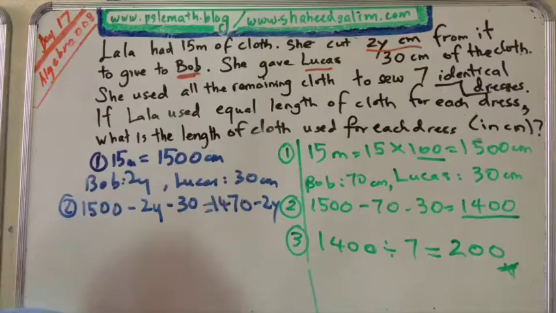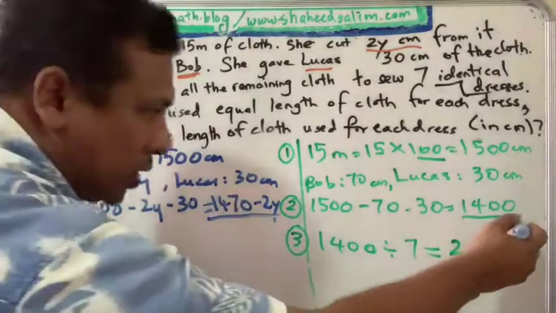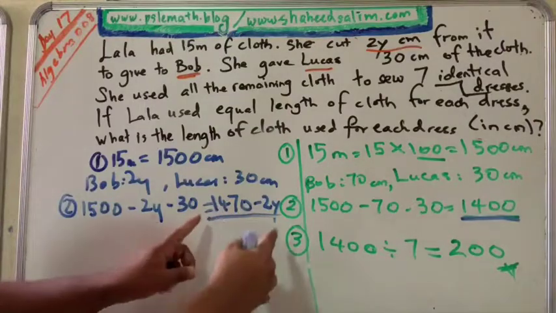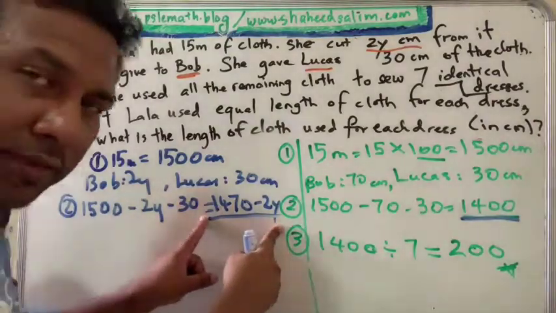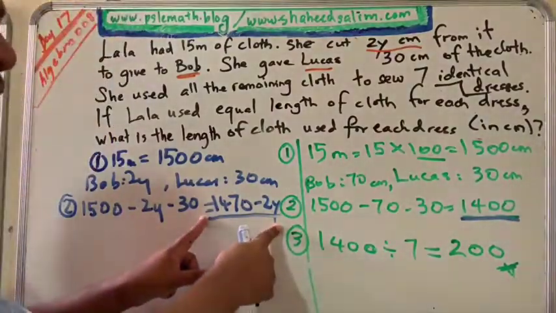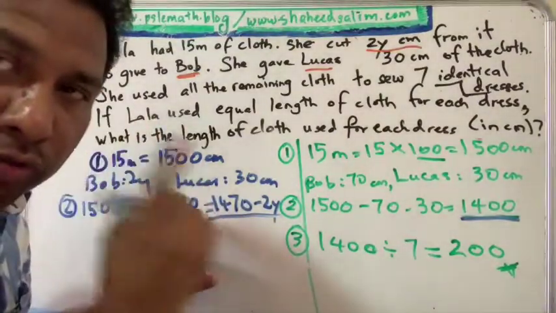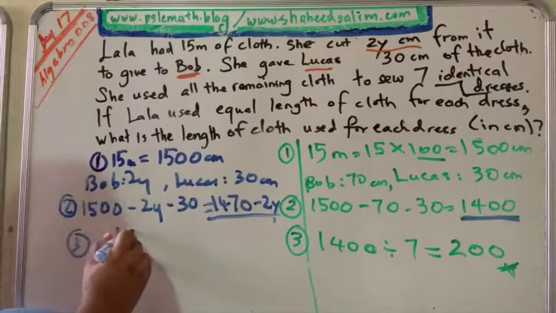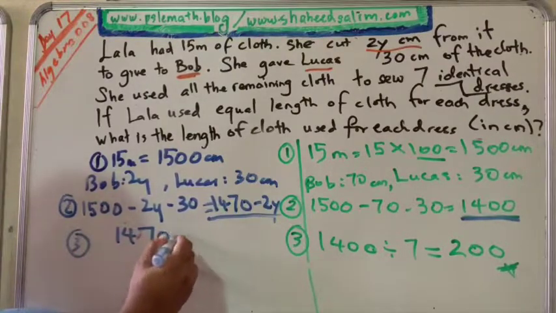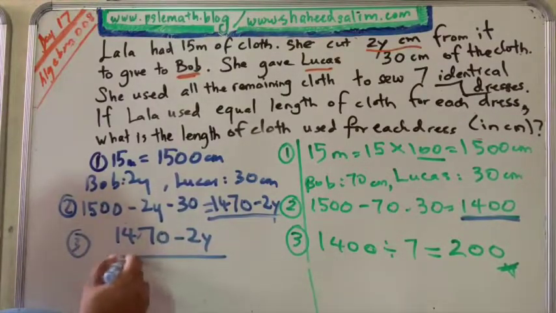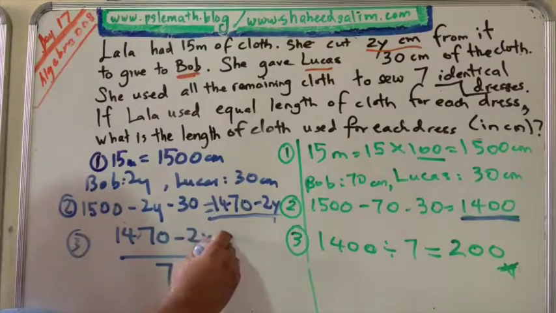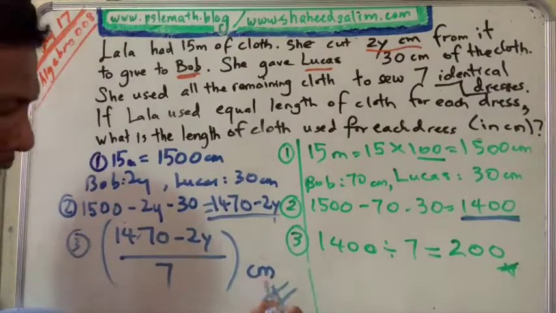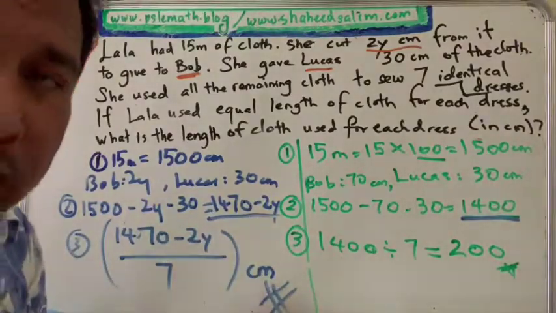Step number 3. This remaining amount, which is this down here in this example, we divide it by 7. Why? Because this amount of cloth is used for 7 dresses. We want to find out the amount of cloth used for each dress. So step number 3 is 1470 minus 2y divided by 7. You bracket it up, put a cm here, and that is the solution.